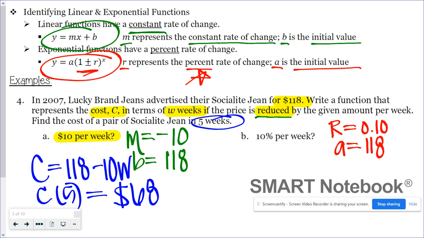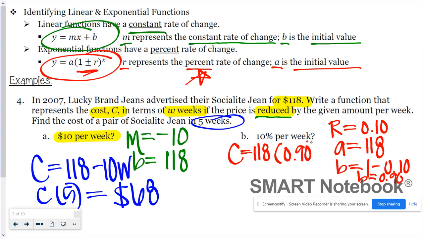So in this scenario, what is the base of this function? Since it's being reduced, this is decay. So I'm going to go 1 minus 0.10. So I'm looking at a b value of 0.9. So then I write my function. C is equal to 118 times 0.9 to the W power. And once again, I want to calculate the cost after 5 weeks. So I'm going to substitute 5 into the function, put that into my calculator, and we get approximately $69.68.